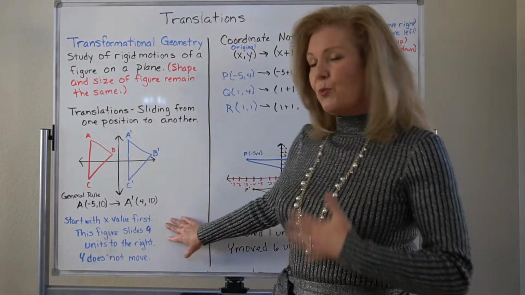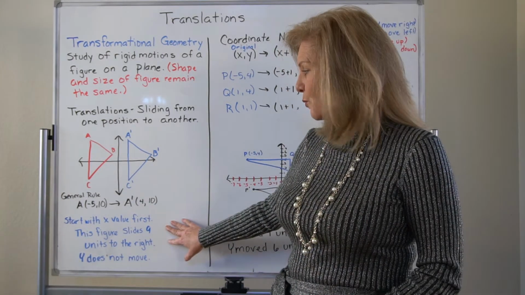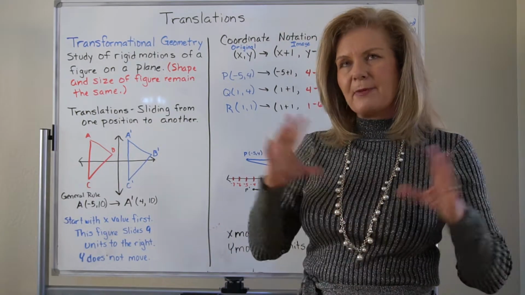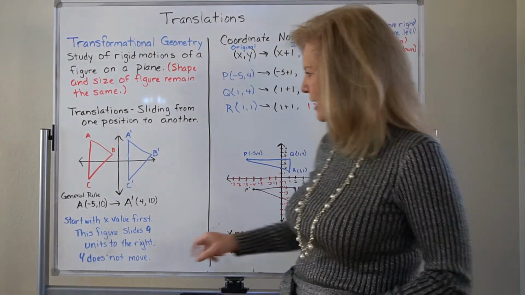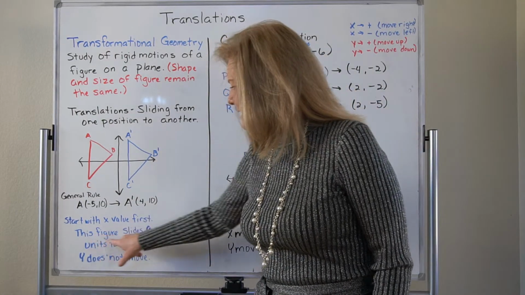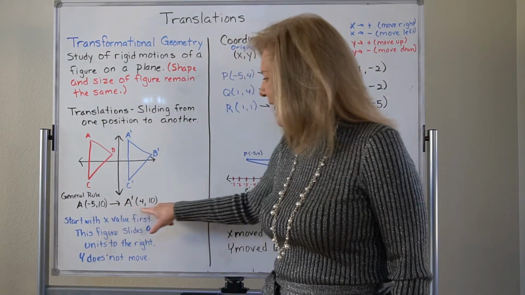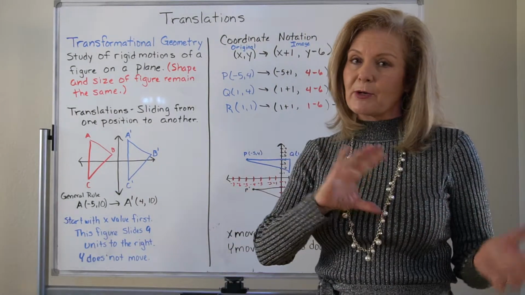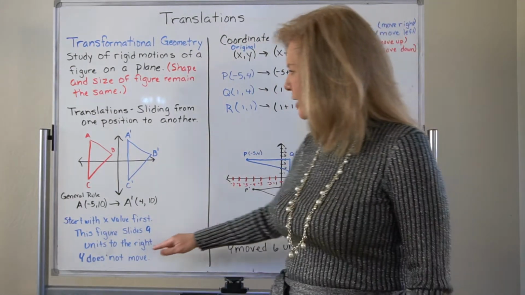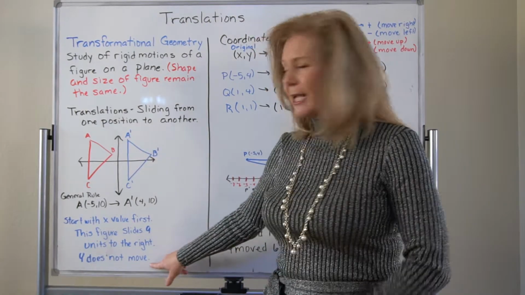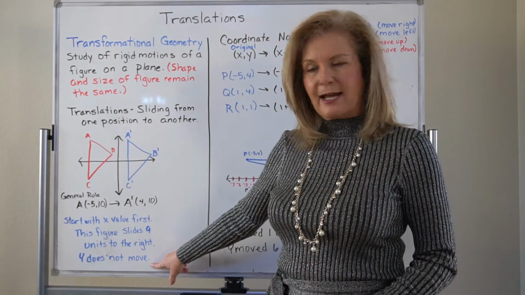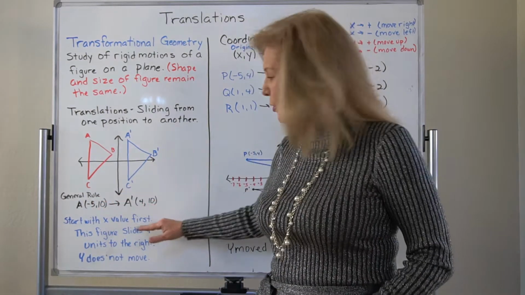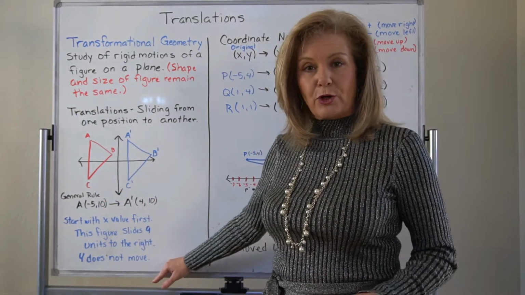Now, when I go to describe that in words, I always start with my X value. So your X would always be considered the first movement. When I move this, this figure slides 9 positions to the right. So when you're moving on your X, remember it's right or left. When you're moving on your Y, it's up or down. Here in this example, the Y did not move.